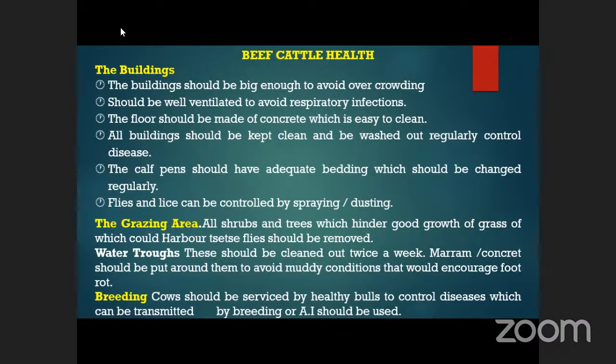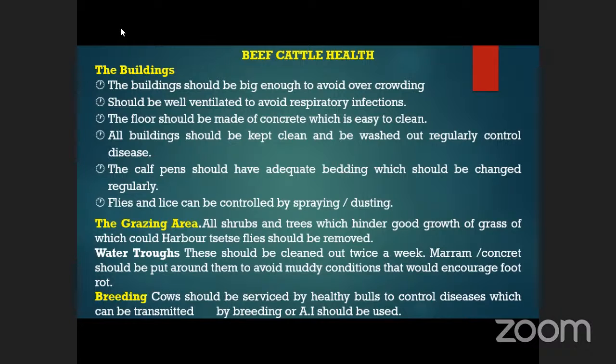The building should be well ventilated to avoid respiratory infections like pneumonia. It is very common in animals due to poor air exchange, when the amount of oxygen and carbon dioxide is not minimized. So we have to put ventilators into the animal house.